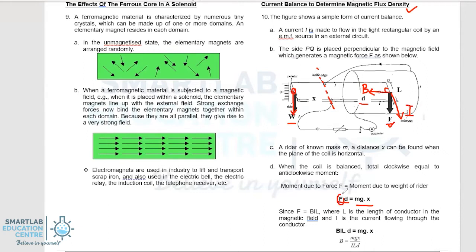And given that F is equal to BIL, we could then calculate the magnetic flux density as indicated in this expression. In this example, it is important to note that the direction of the current flow in this portion of the coil does not give rise to any magnetic force, since the direction of the current flow is the same as that of the magnetic field. And the current flow in this portion of the coil doesn't give rise to a magnetic force, since there is no magnetic flux density there.